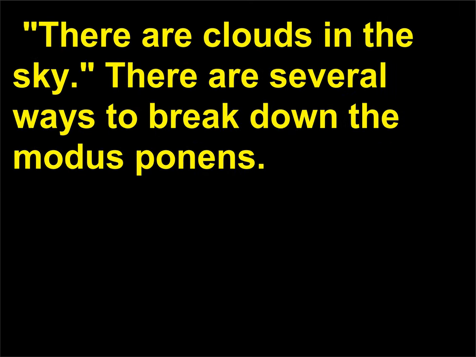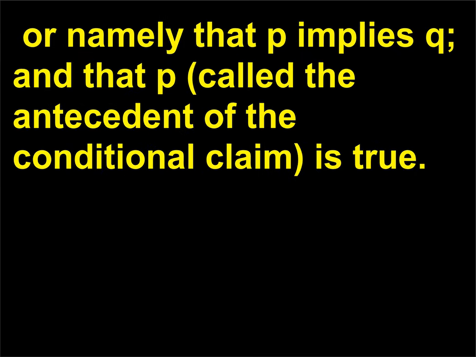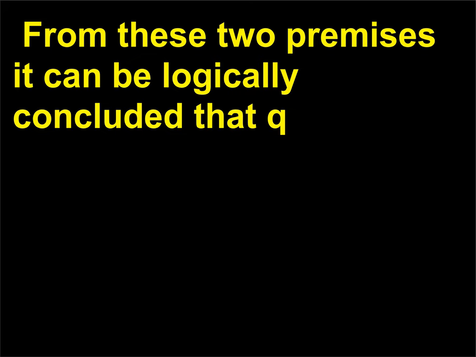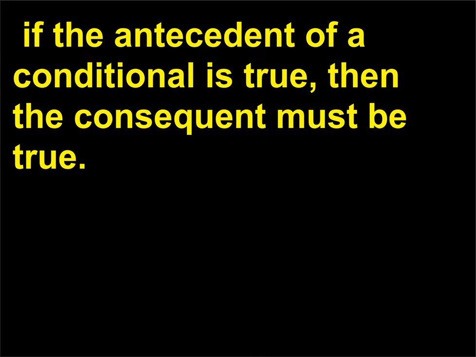There are several ways to break down the modus ponens. The argument form has two premises: the if-then, or conditional claim, namely that P implies Q, and that P, called the antecedent of the conditional claim, is true. From these two premises it can be logically concluded that Q, called the consequent of the conditional claim, must be true as well. In other words, if the antecedent of a conditional is true, then the consequent must be true.